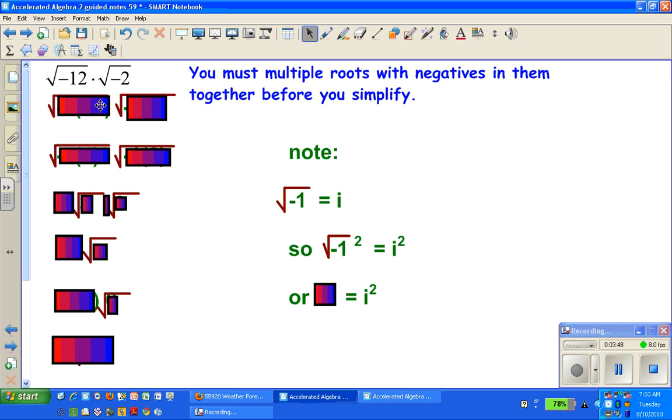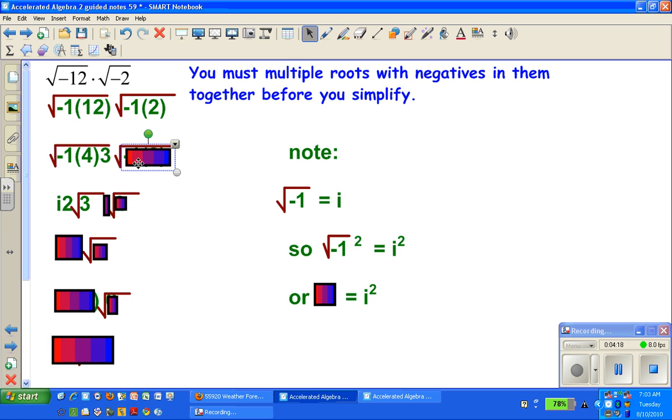When you're multiplying roots with negatives in them, you must simplify them first so that you can ensure you get the correct answer. So this is a negative 1 times 12. This is negative 1 times 2. You know 12 is a 4 times 3, because we want to look for factors of 12 that are perfect squares so that we can simplify it. So we're going to get a 2i, the 2 from the square root of the 4, the i from the square root of the negative 1, still leaving you with a 3 there.